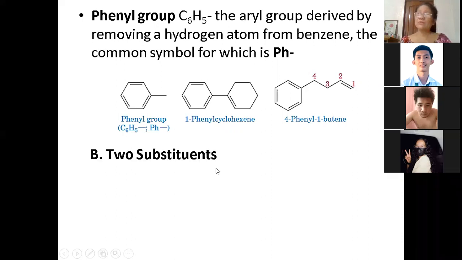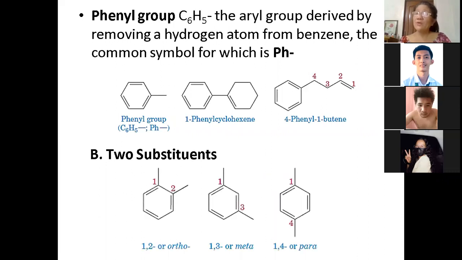How about if you have two substituents? Same process with the naming in the alkane and the alkene. You will be using the alphabetical order. Then same process also. You will start with the counting of carbon 1 at the nearest carbon.